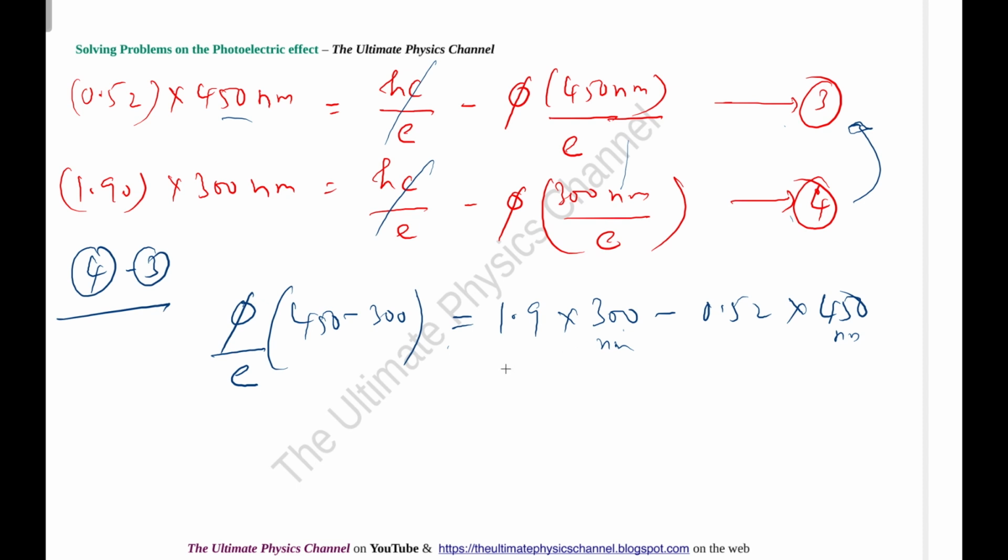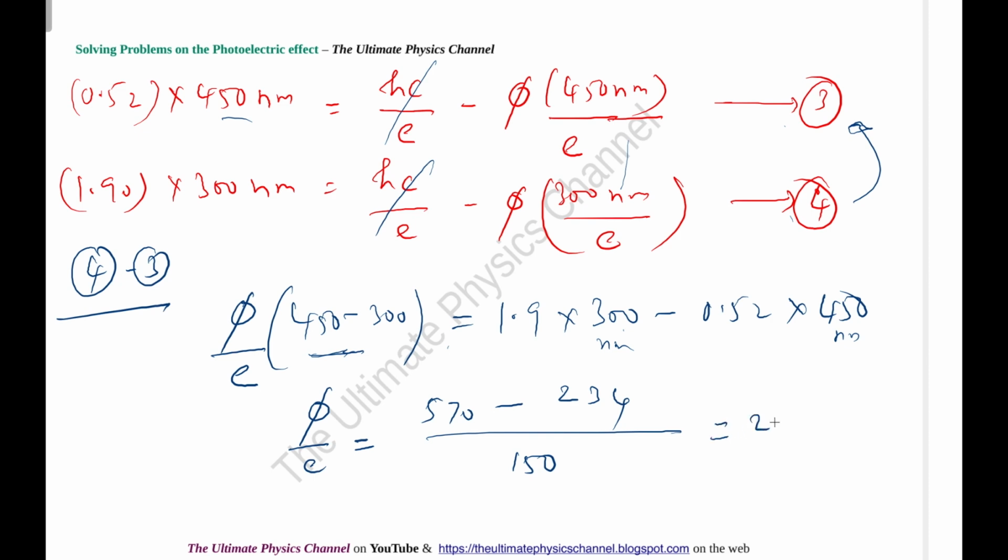Alright, so we can now do the manipulation to get 5 over E on one side. So 5 over E, if we do, that would be, this is 150, right? This point. So the denominator here is 150, which goes to the right hand side as 150 here. And these two, if you do, you get 570 minus 234. That is 336. 336 over 150 is 2.24.